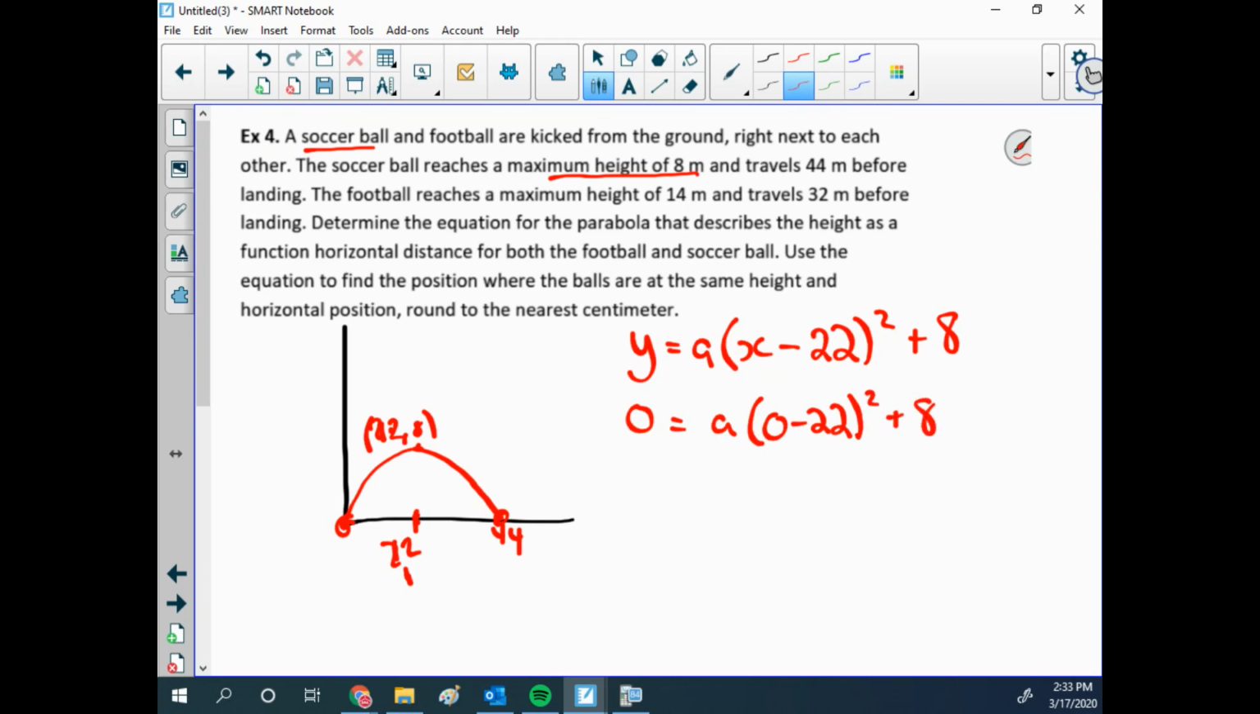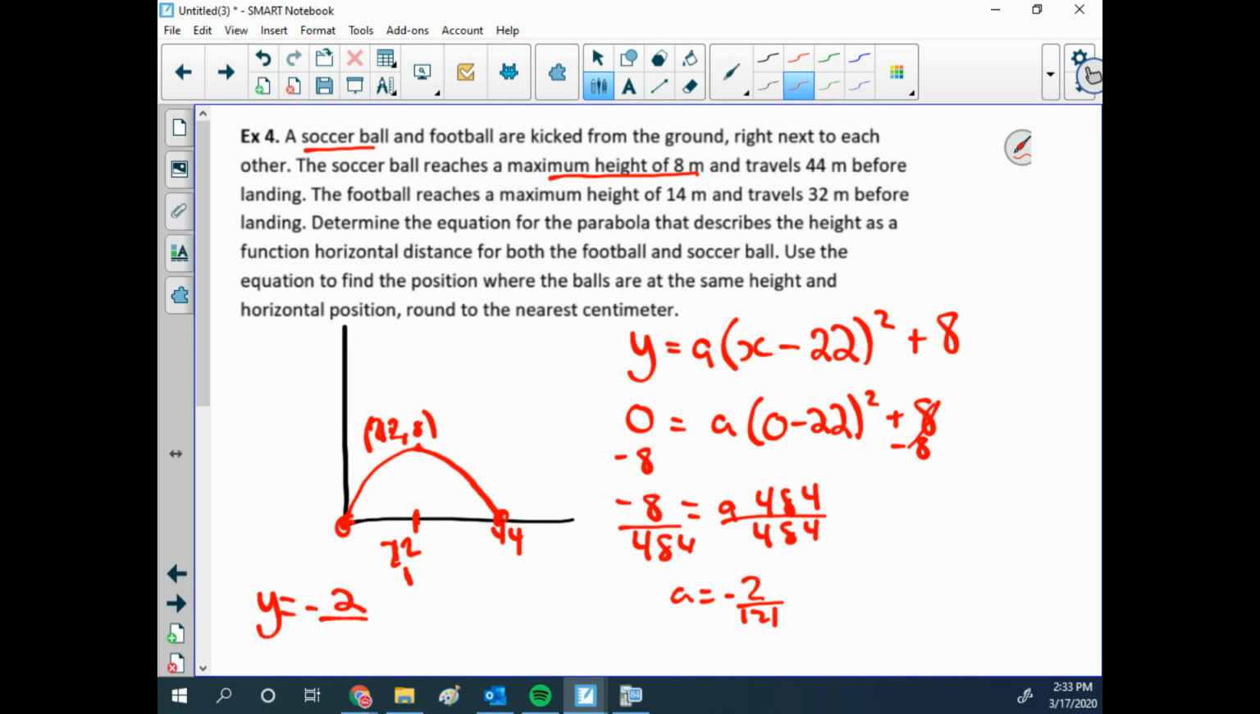So to solve for a, I'd subtract 8. So negative 8 is equal to a times whatever 22 squared is, 484. So I divide by 484 and 484. So negative 8 divided by 484 in lowest terms, a is equal to negative 2 over 121. So my soccer ball equation is y is equal to negative 2 over 121 times (x minus 22) squared plus 8.